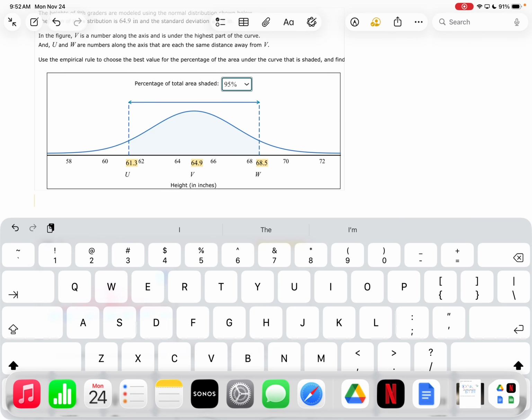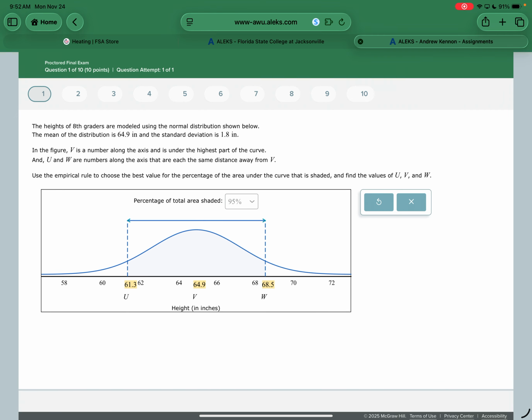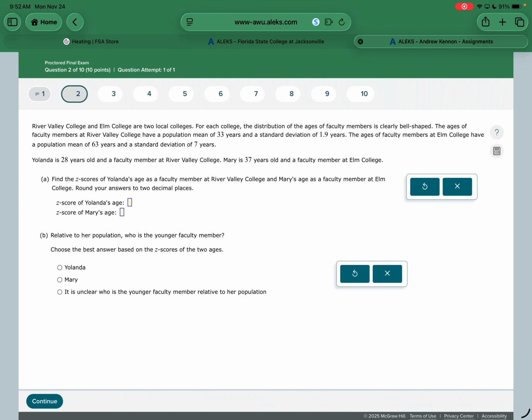All right, number 2 is on our test work page as well. Number 2 is a Z-score problem. River Valley College and Elm College are 2 local colleges. For each college, the distribution of the age of faculty members is clearly bell-shaped. The ages, that is important, that it's clearly bell-shaped. I'll talk about that at the end. The age of the faculty members at RVC have a population mean of 33 and standard deviation of 1.9. The age of faculty members at Elm College have a population mean of 63 and standard deviation of 7.